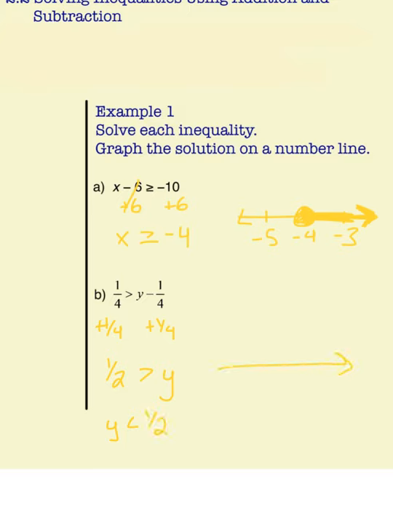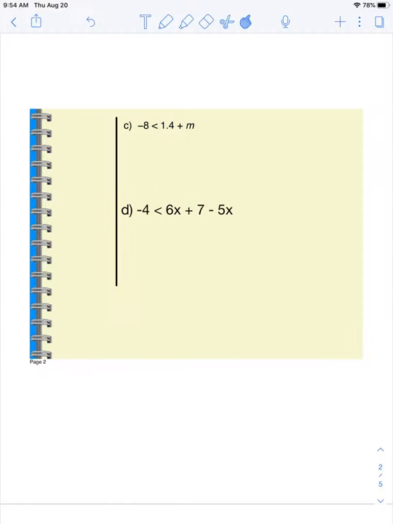So now we're going to do a number line. And I'm going to have 0, 1, and 1/2 is in the middle. So circle on 1/2, it is not equal to, so that circle stays open, and then y is less than, so our arrow goes to the lesser numbers. All right, and parts C and D here are a continuation of example 1. If you would like to pause the video at this time and solve them yourself, you can, and then check to see if you got it right.